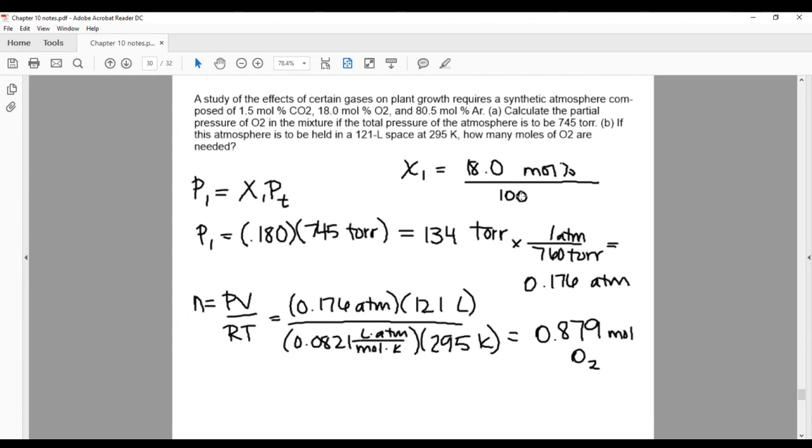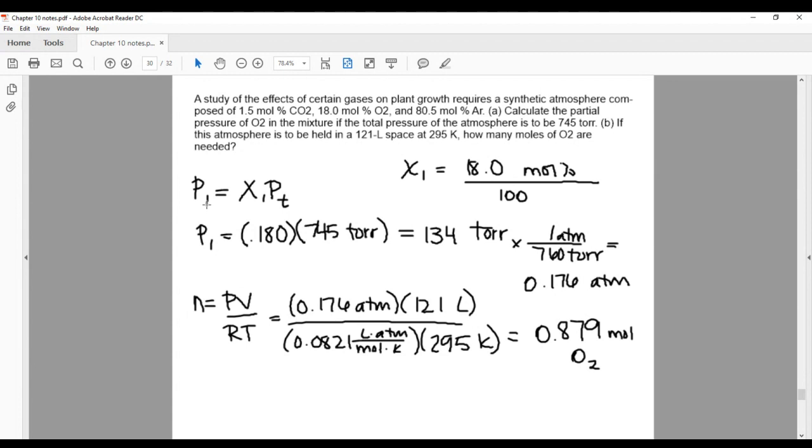Because they want me to calculate the partial pressure of oxygen, that's why I use the 18.0 mole percent. So now I have my equation, my P1, my partial pressure of gas 1, in this case O2, is my mole fraction of O2 times my total pressure. So I get my mole fraction, 18.0 divided by 100 gives me 0.180. There's no unit on that. Times the pressure I was given, 745 torr. So my partial pressure of oxygen is 135 torr.